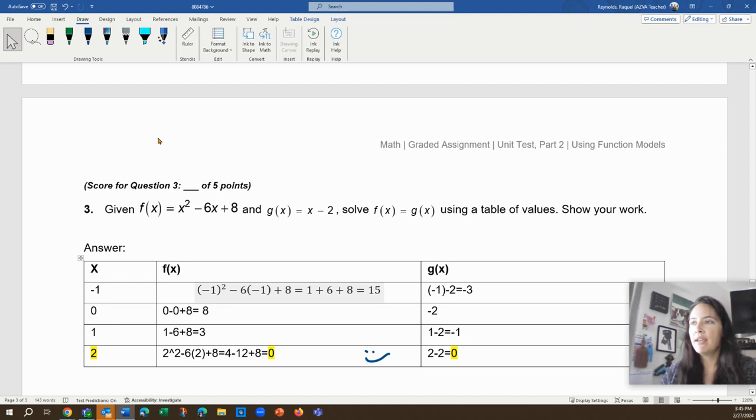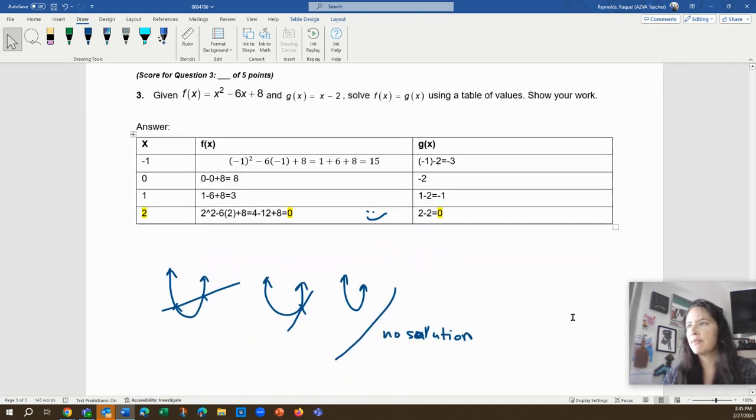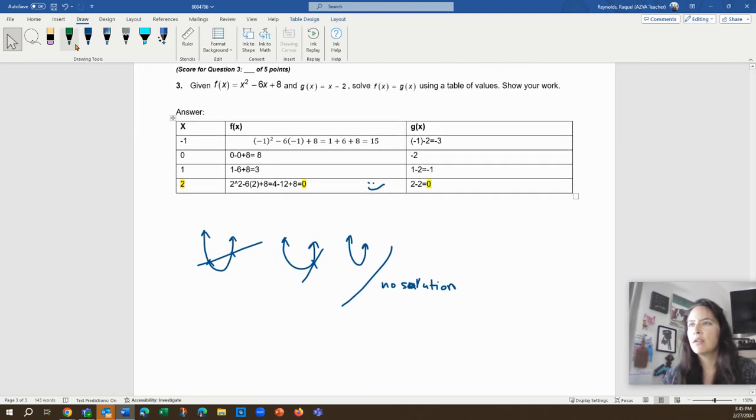I'll solve it up here. No, I won't. I need to zoom out a little bit so I can write it. Okay, we have f of x equals x squared minus 6x plus 8. Find when it equals g of x. So just write that equal to x minus 2.